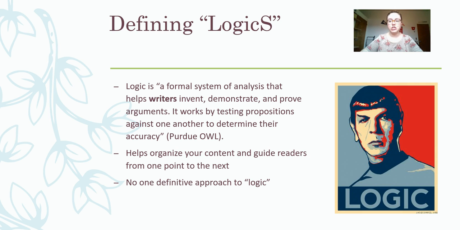I love this definition of what logic is from the Purdue OWL. They note that logic is a formal system of analysis that helps writers invent, demonstrate, and prove arguments. It works by testing propositions against one another to determine their accuracy. When we think of logic, especially as it unfolds in an argument, we can think of it as a way to help organize your content and guide readers from one point to the next.